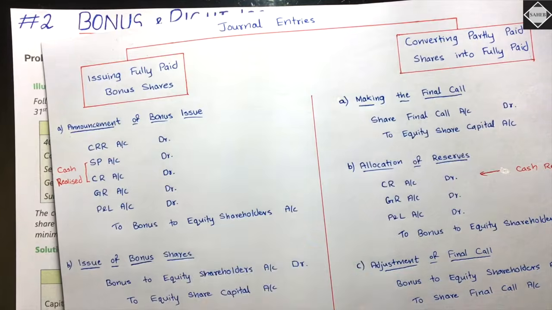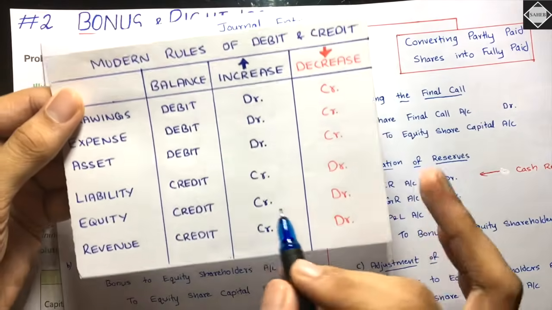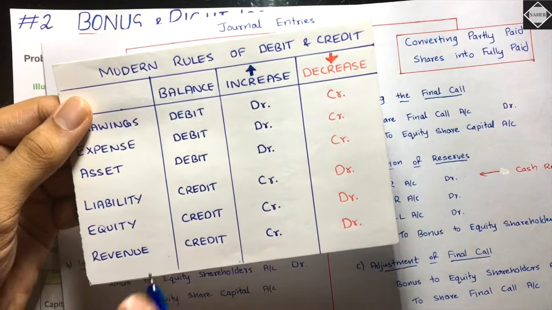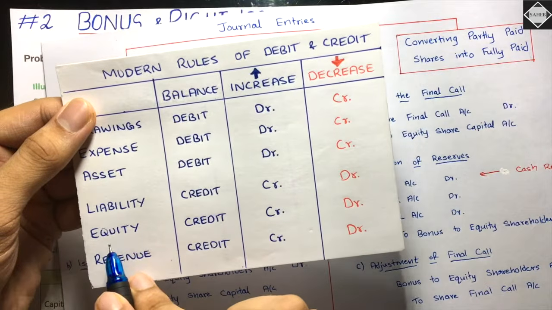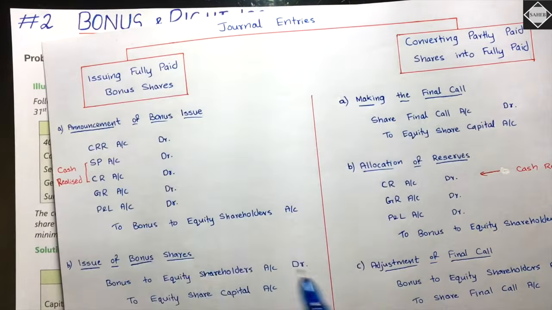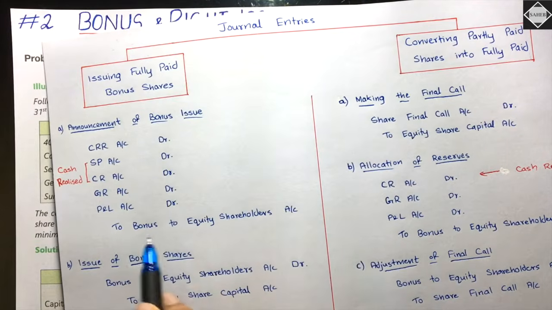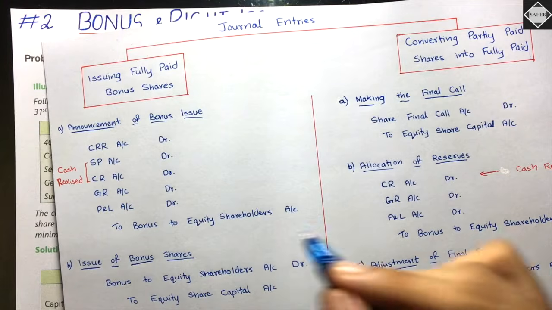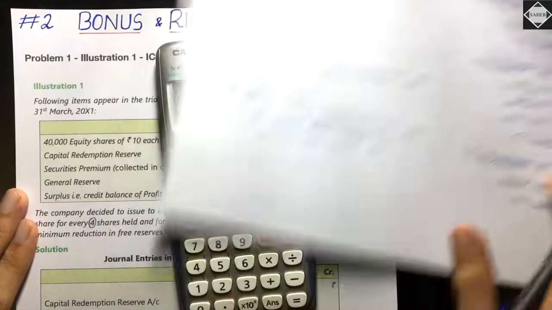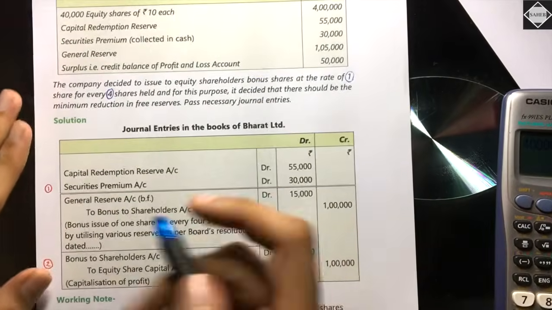So reserves are falling means you have to what? Debit the reserves, right? It comes under equity category. So if reserves have to be decreased, then you have to debit them to decrease them. And then this also comes under equity category, bonus to equity shareholders. So value is going over there, so you have to credit that bonus to equity shareholders. So see the first entry in the module itself, it's really simple.